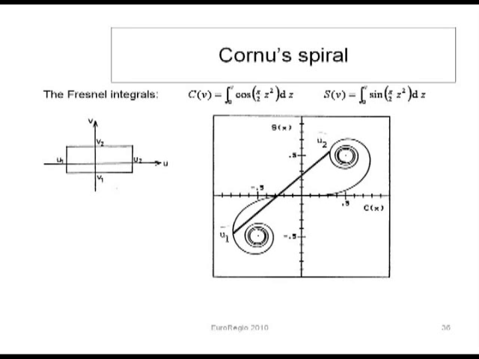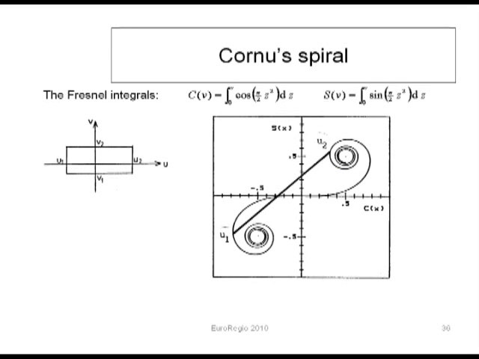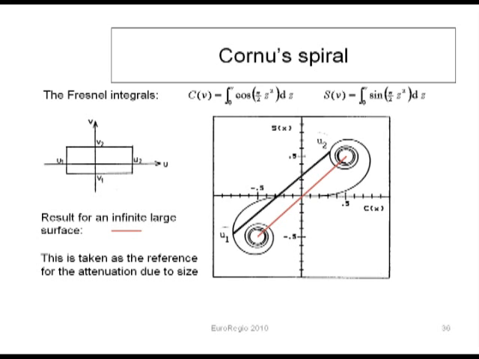If we have a certain reflecting surface, rectangular surface shown here, then the edges are the important things. So if we have, for instance, an infinitely large surface, which means that U1 goes to minus infinity and U2 to plus infinity, then we go from the center of the two spirals, as shown in the red line, and the length of this line is a measure of the amplitude of the sound reflection.